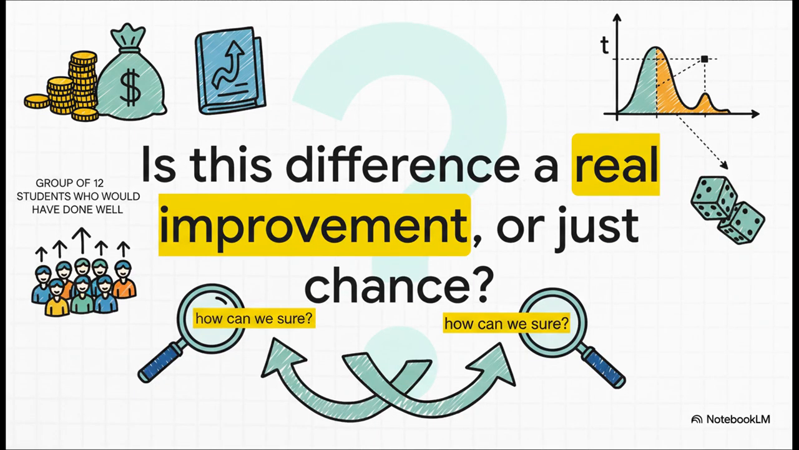And here it is. This is the million-dollar question. Is that 4.33-point bump a real effect from the tutorial? Or did we just happen to pick a slightly smarter group of students this time around? Could this all just be random luck? How can we possibly know for sure?